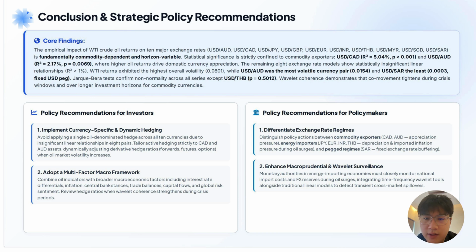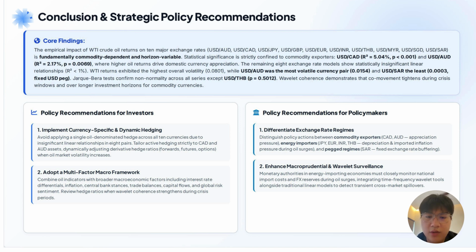First, we established that the empirical impact of crude oil on the 10 exchange rates is fundamentally commodity dependent and horizon variable rather than uniform across global currency markets. Second, regarding market volatility, WTI crude oil exhibited the highest overall volatility with a standard deviation of 0.0801. Among currency pairs, the Australian dollar was the most volatile at 0.0154, followed by JPY and GBP, while the Saudi riyal recorded the lowest volatility at 0.0003 due to its fixed USD peg.